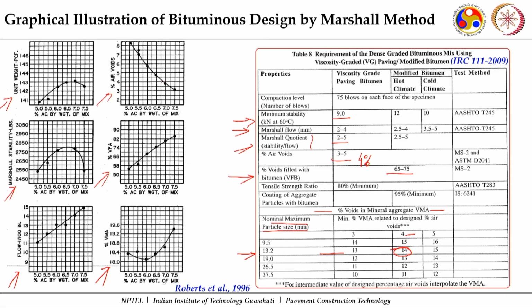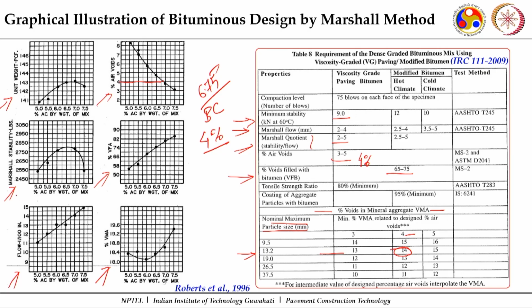So, one way I can do this is to look where I get a target air void content of 4%. From my plots I will see this particular one, and it may be somewhere around, say, 6.75 or 6.7. Now, for that 6.7 percent binder content, which corresponds to 4% air void content, I will look for the other parameters.